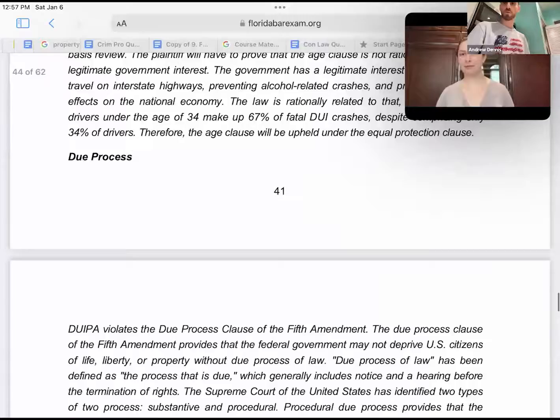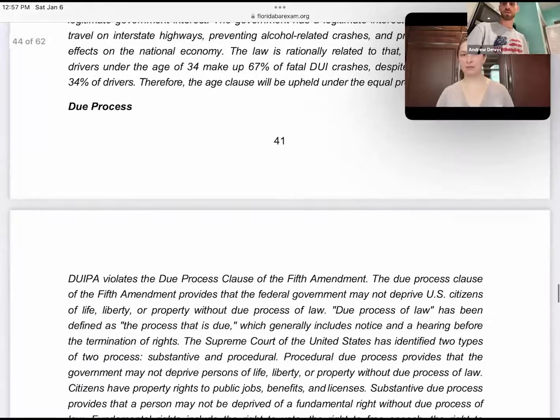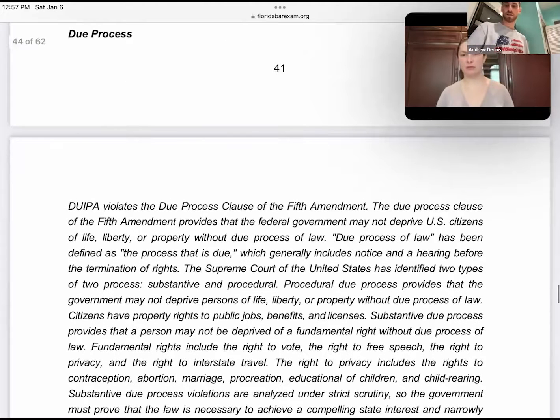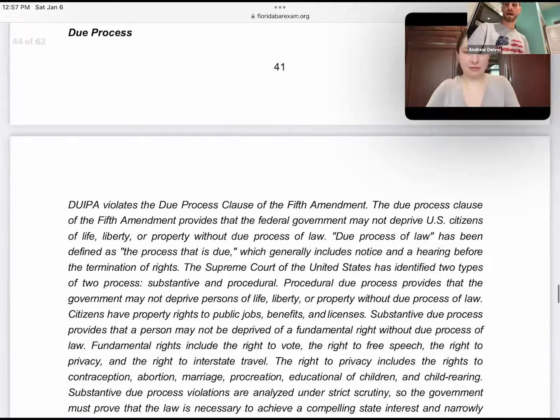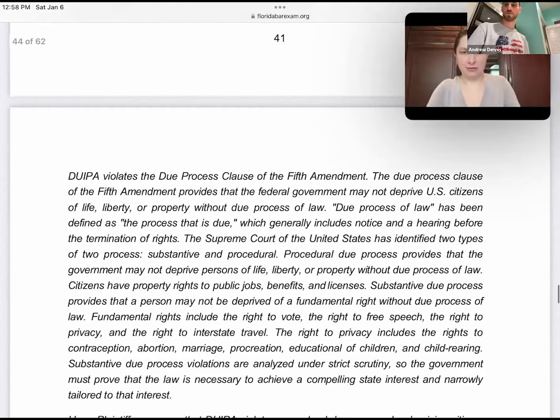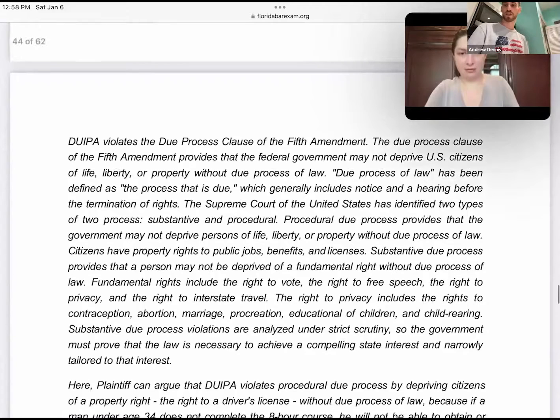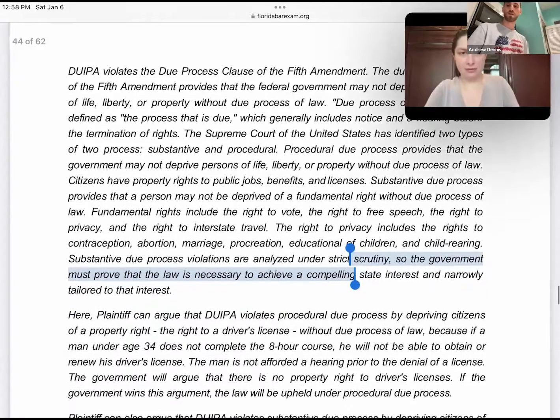All right, so due process is simple: substantive and procedural. Procedural is notice and hearing, and substantive due process is the right to public jobs, benefits, and licenses that they may not be deprived of. A fundamental right includes the right to vote, freedom of speech, right to privacy, right to interstate travel, right to contraception, marriage, procreation, education of children, raise your family. Those are all the fundamental rights.